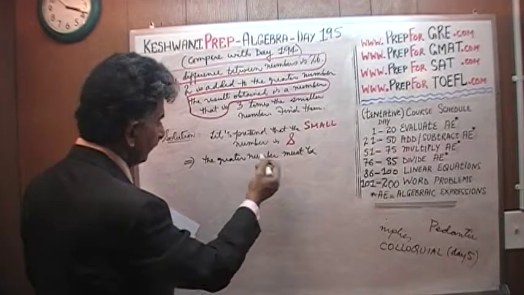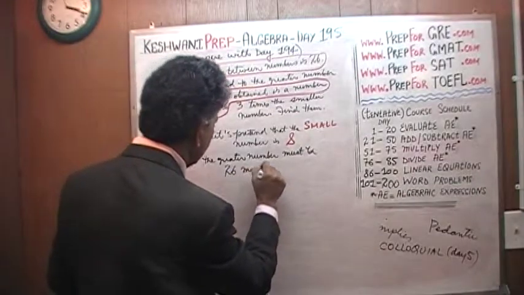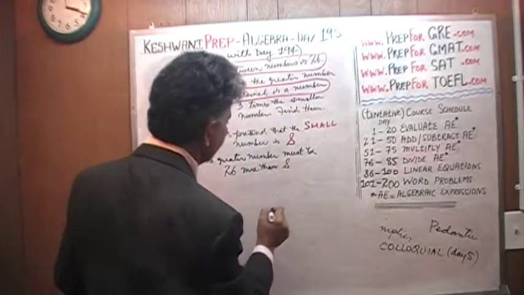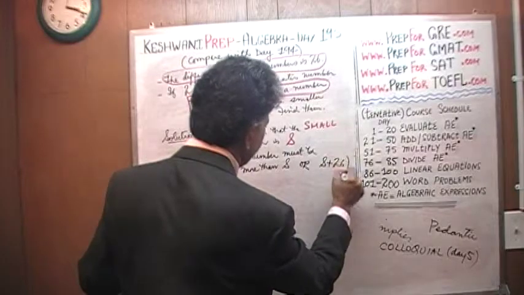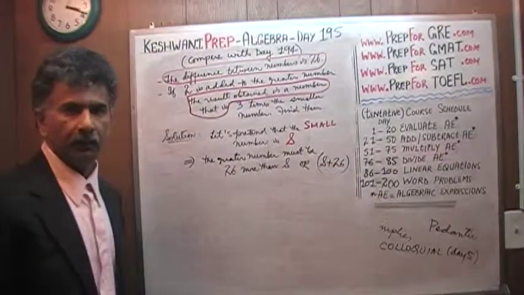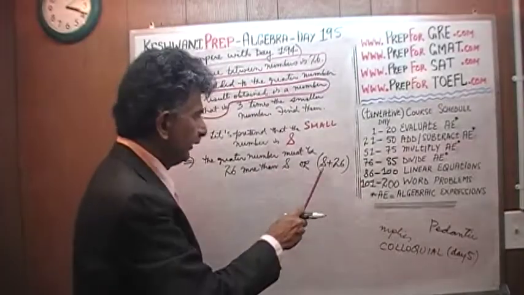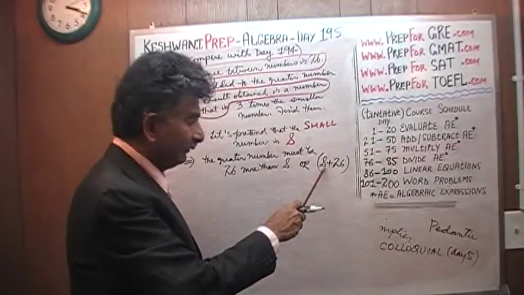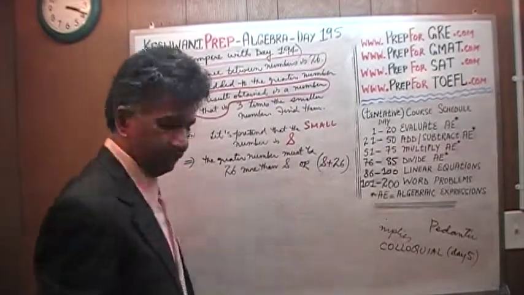The greater number must be 26 more than s, or s plus 26. That's your greater number. The greater number must be whatever that small number is, which we are calling s, and 26 more than that. That's all. 26 plus s.